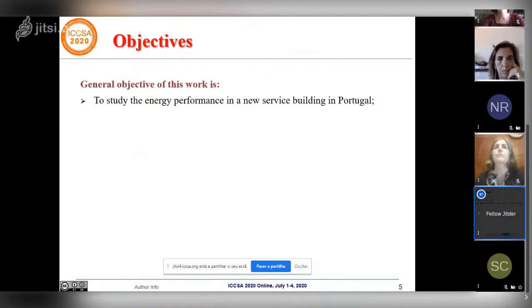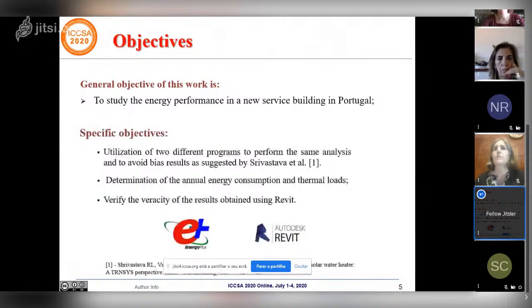So the general objective of this work is to study the energy performance in a new service building in Portugal. This general objective can be divided in 3 specific objectives: the utilization of 2 different programs to perform the same energy analysis and to avoid biased results as suggested in the literature, determination of the annual energy consumption and thermal loads, and verify the veracity of the results obtained using a new software, the Revit software.